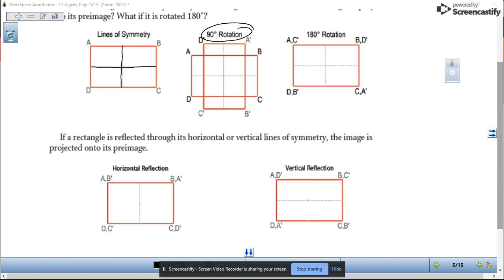If a rectangle is reflected through its horizontal and vertical lines of symmetry, the image is projected onto its pre-image. Okay, so that's kind of what we were just talking about. If you do a horizontal reflection, it changes. And notice the way that they write this little prime symbol, this little tick mark behind the A, that's what's changing, right?